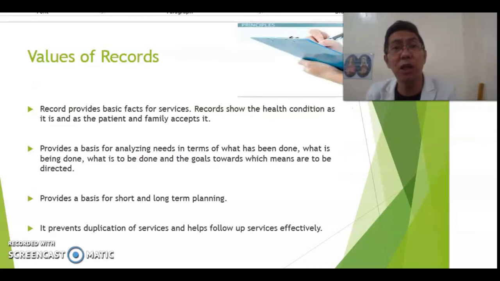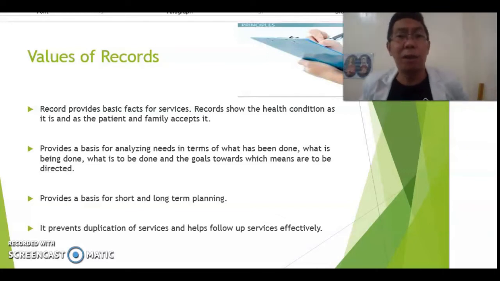Okay, of course, we value the importance and uses of records. Records provide us facts for services. They show the health condition as it is, and the patient and, of course, the family accept it because they are the ones who provided the information. We are just the ones who transcribe all the information that you get.